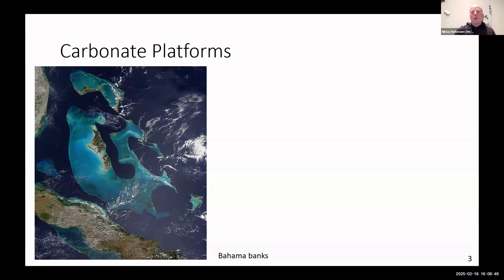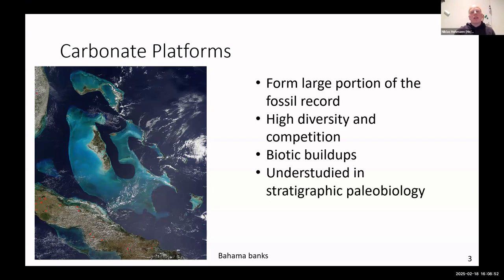And the argument for why carbonate platforms is rather straightforward. They form a large portion of the fossil record, so they are highly relevant. We know they have a high diversity and also a high competition. So we expect that if there is something interesting evolutionary happening, it will also be recorded within a carbonate platform.